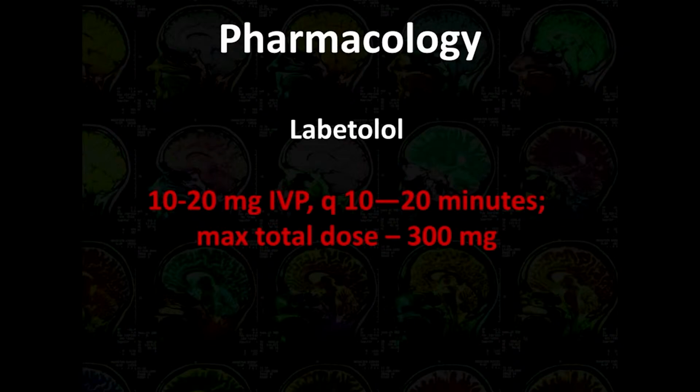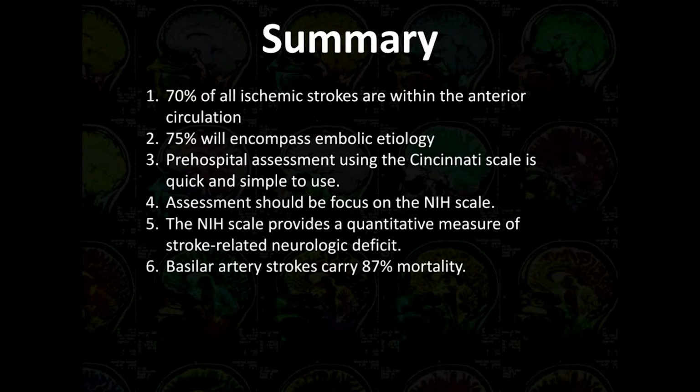In summary, guys, 70% of all ischemic strokes are within the anterior circulation. Remember, and then 90% of those anterior circulation strokes are inside that middle cerebral artery. 75% will encompass embolic etiology. So that's the most common.